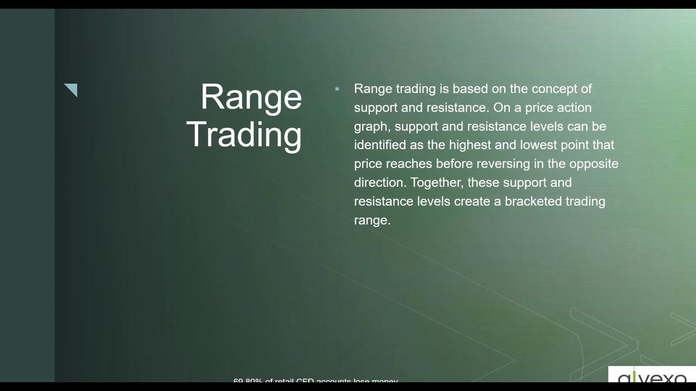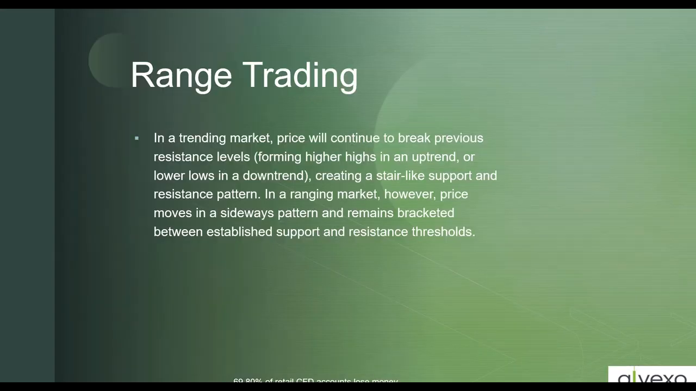On a price action graph, support and resistance levels can be identified as the highest and lowest point that the price reaches before reversing in the opposite direction. Together, these support and resistance levels create a bracketed trading range. In a trending market, price will continue to break previous resistance levels, creating a stair-like support and resistance pattern.